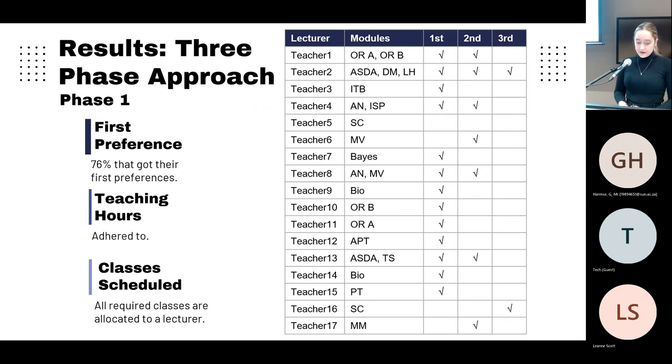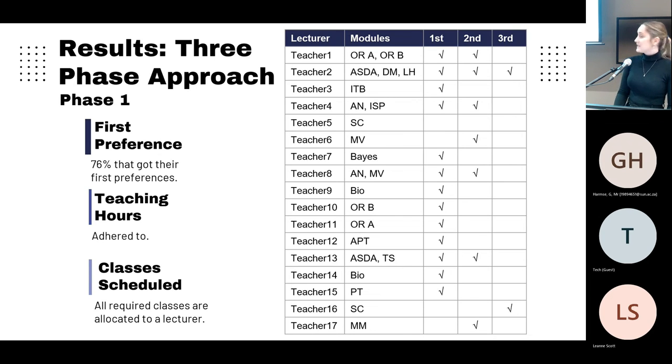So this is the first phase where we allocated the lecturers to the modules. On the table, you'll be able to see the teachers and then the modules that they were allocated to. And then the little tick boxes next to it are just saying which one of the preferences they were actually allocated to. So just looking at teacher five, they don't have any of their preferences. It's because they didn't give us any preferences.